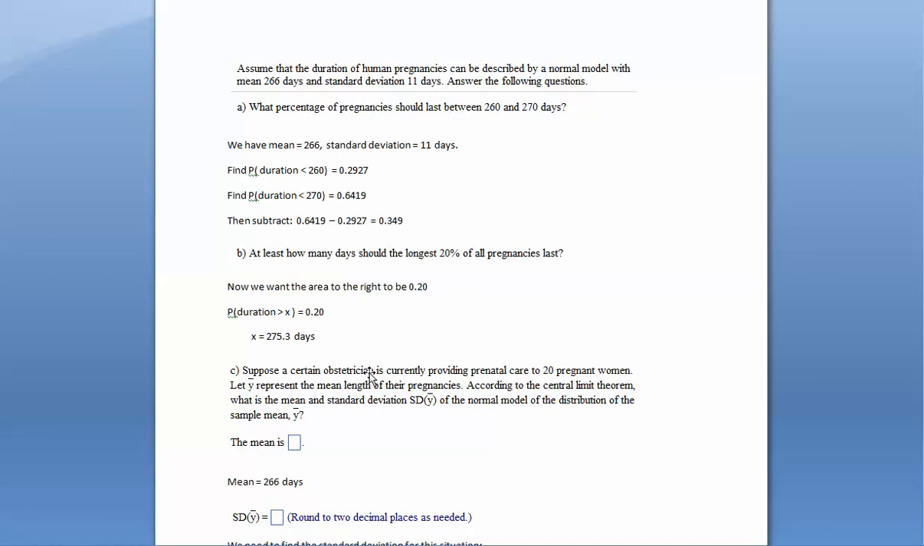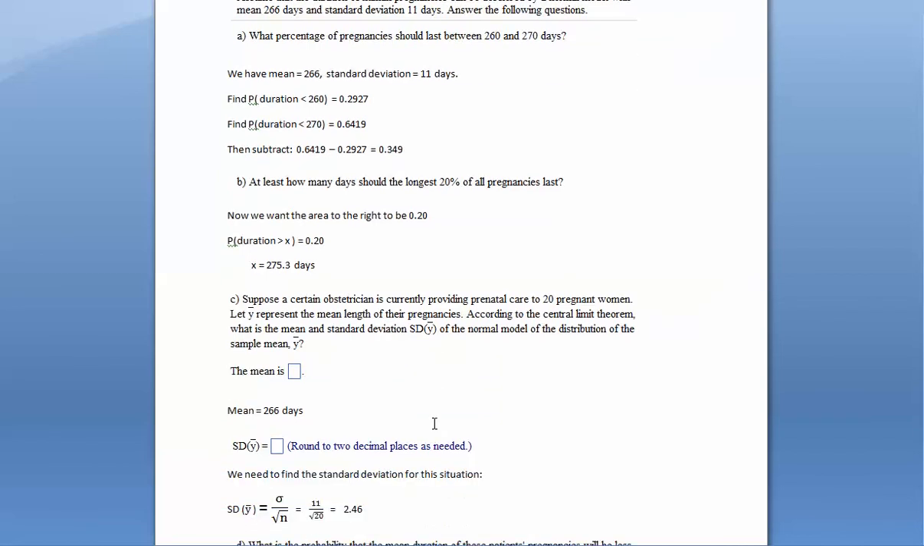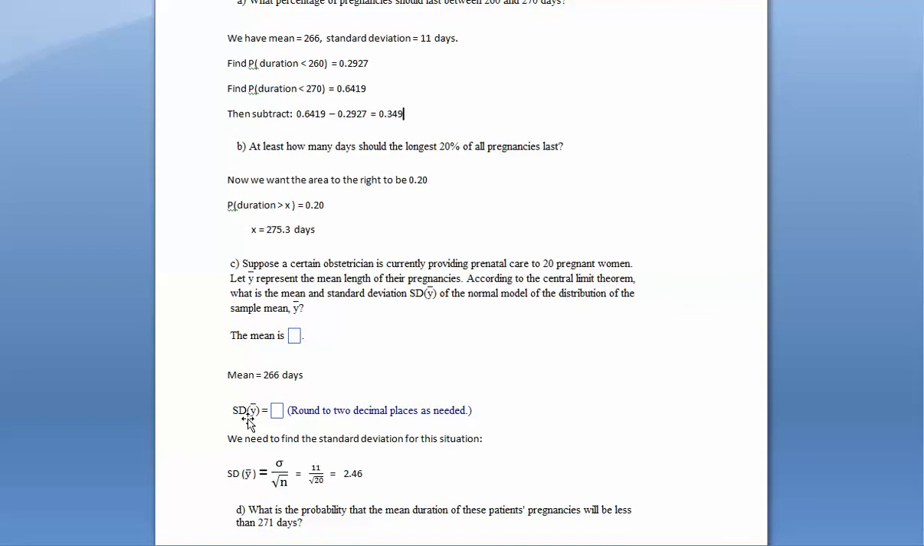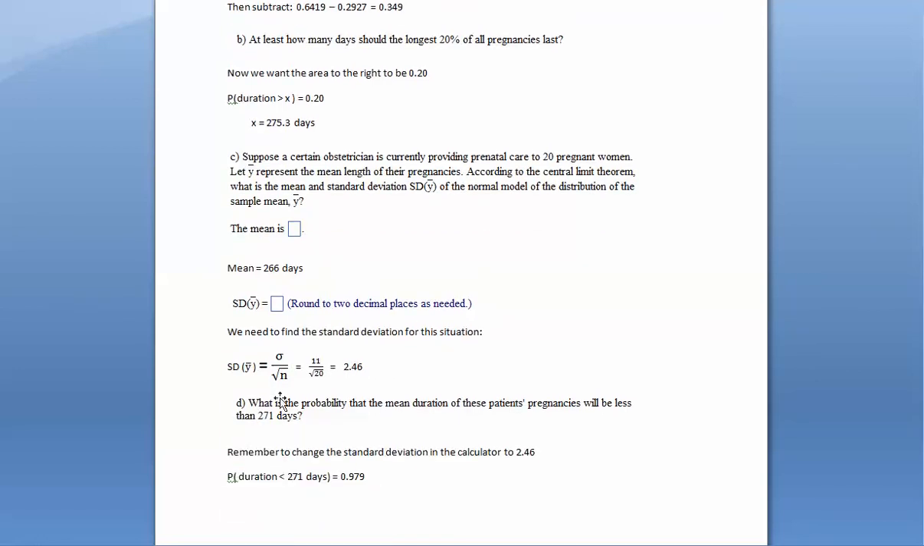Now, a certain obstetrician is currently providing prenatal care to 20 pregnant women. The other part was a single pregnancy, now we're going to 20 pregnancies. So what's the mean of this model? The mean's the same. What's going to change is the standard deviation because we have to adjust for the sample size. So we're going to take that 11 and divide by the square root of 20, and that gives us 2.46. And now, what's the probability that the mean duration of these patients' pregnancies will be at least 271 days?